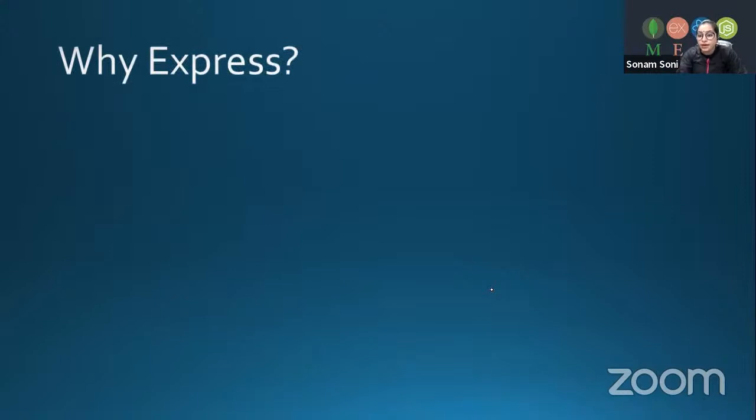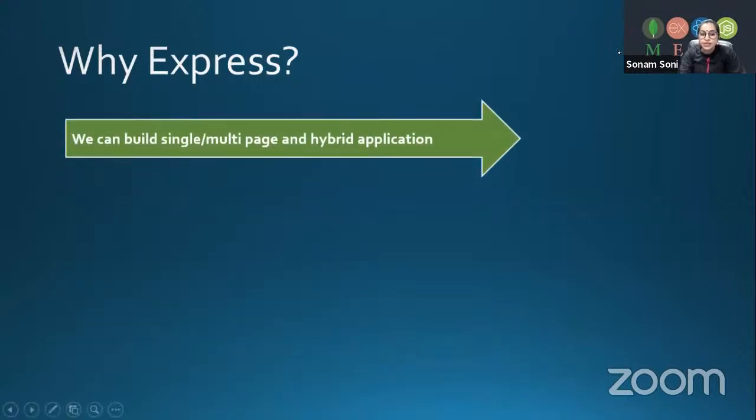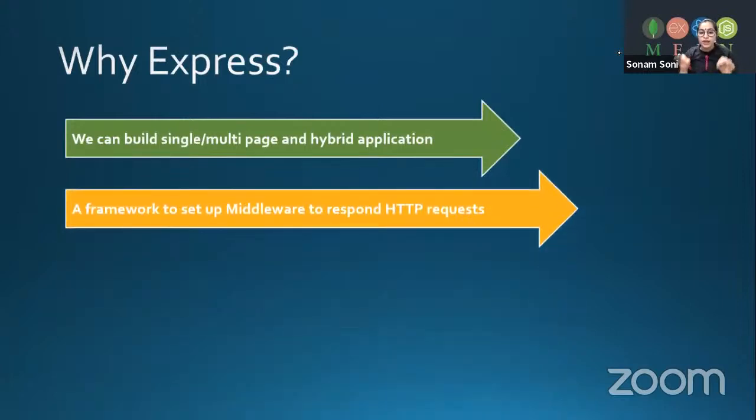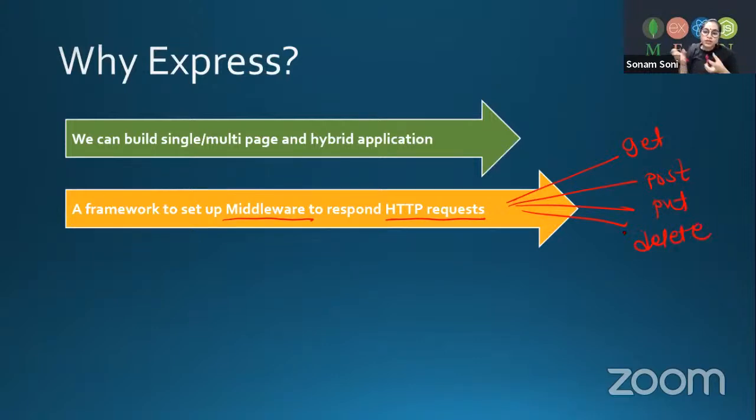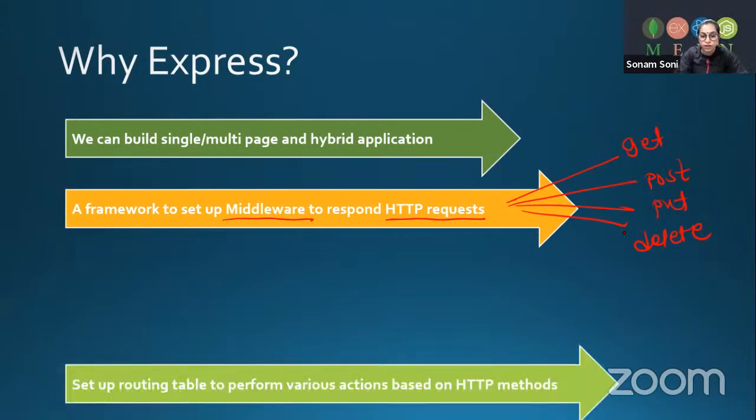Next, middleware. If you want to create a middleware, then you have to go with Express. Why Express? We can build single and multi-page hybrid applications with Express. The very important thing: we set up a middleware to respond to HTTP requests. A request can be GET, POST, PUT, or DELETE. GET gets the data, POST creates new data, PUT updates the data, and DELETE deletes the data. So if you want to work with HTTP requests and set up middleware, you should go with Express.